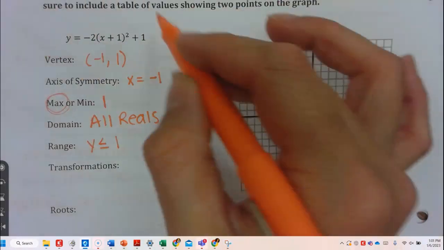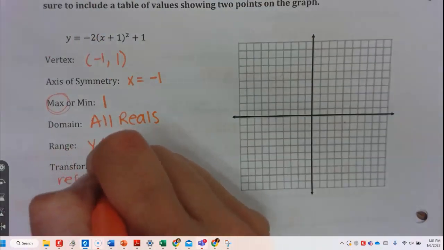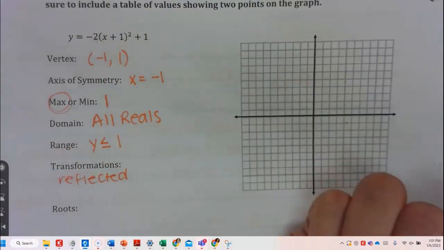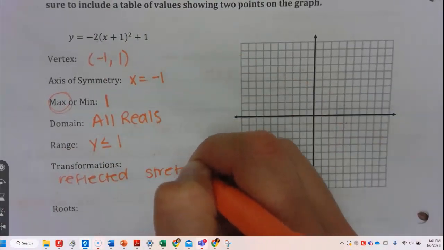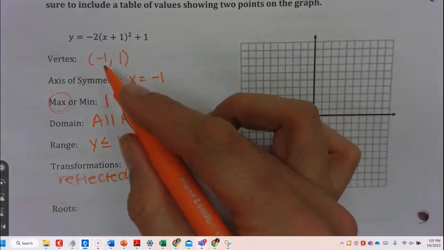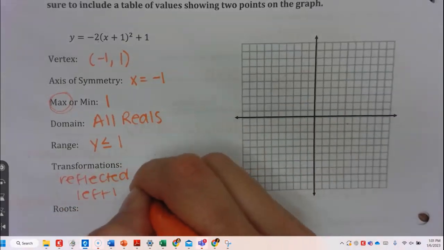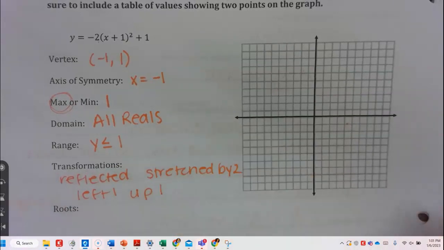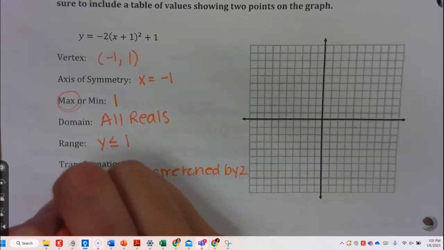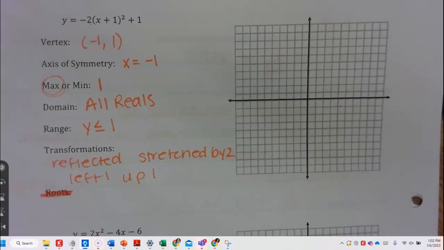And then we want to take all of those transformations and put them into words. So a negative is reflected. An a value greater than 1 is stretched. A -1 inside moves my graph left 1. And a +1 outside moves my graph up 1. You can cross off the roots. That's what we're going to focus on next week. So we don't have to worry about those just yet.